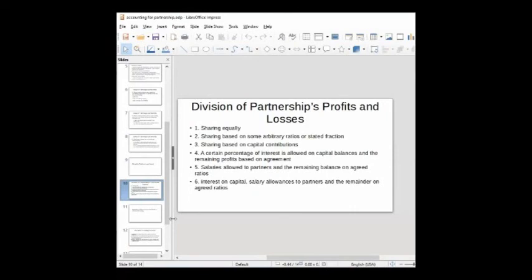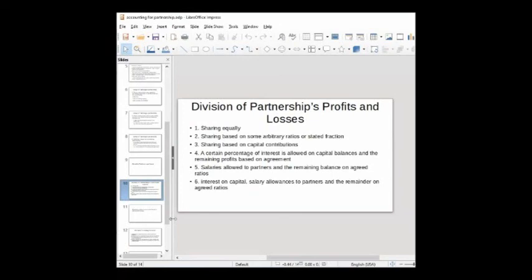A certain percentage of interest is allowed on capital balances and the remaining profits based on agreement. So if they have an agreement that the computation on the division of partnership profit and losses is based on the capital balances, that means what we are talking about here is the ending balances of the capital accounts. Salary is allowed to partners and the remaining balance on agreed ratio.